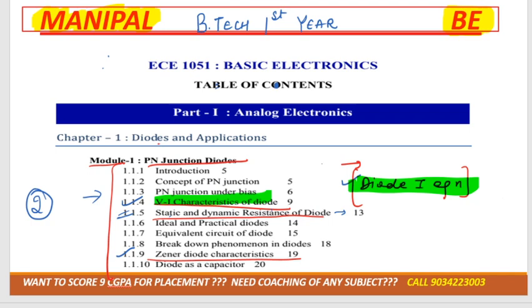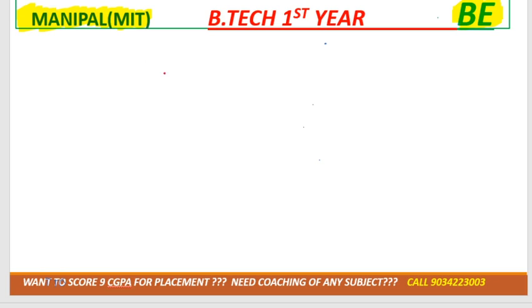So our next topic is... we have done the VI characteristic, static and dynamic resistance, and diode current equation based numericals. Now we need to do the next topic, that is Zener diode. Okay, so Zener diode is a little bit different from the normal diode.